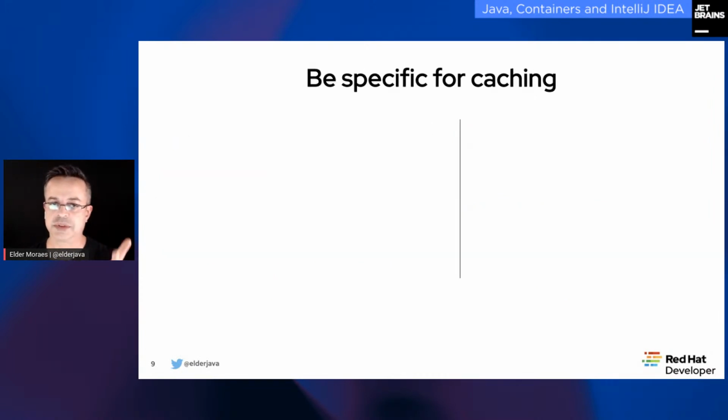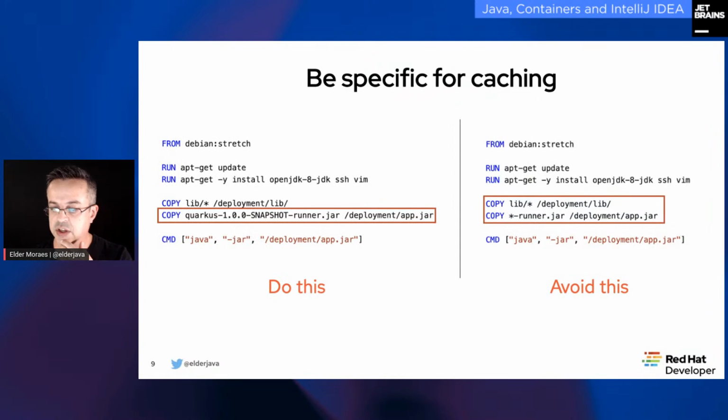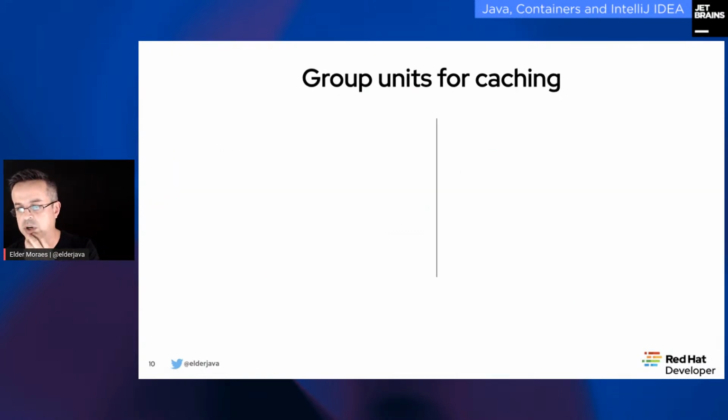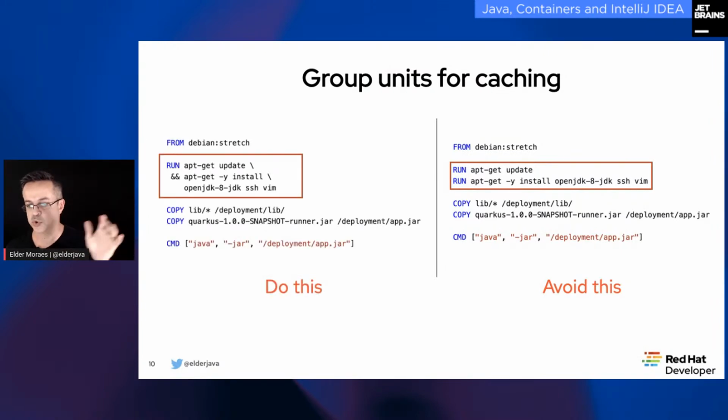The second concept that we talked about here is being specific for caching. Instead of copying our files using stars or whatever other feature to do it, you should be specific. So copy the real file to that folder, so you will avoid having any problems, even with copying the wrong files, and also preserve your cache. And the last part was group units for caching. Instead of having a lot of run, or another command, if you can, please group them, because you will create a single cache for that part of your file.